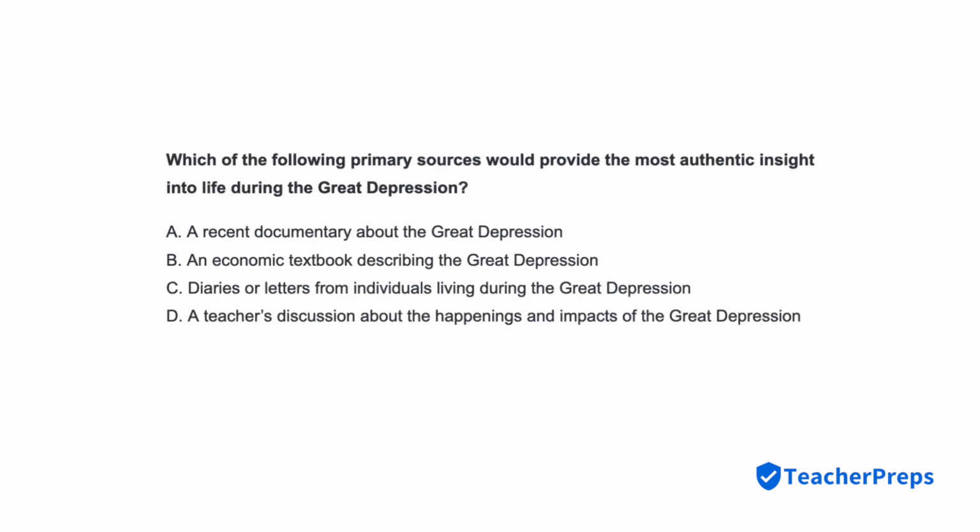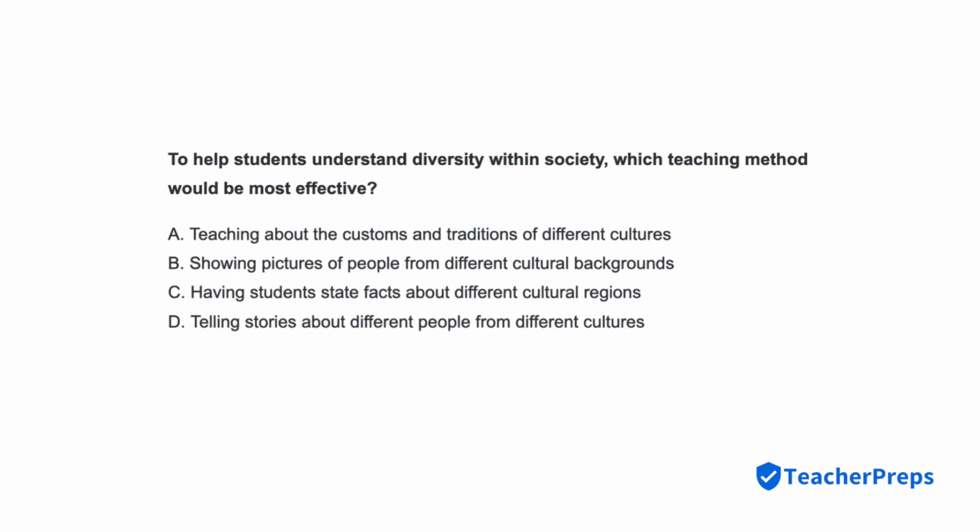Which of the following primary sources would provide the most authentic insight into life during the Great Depression? Correct response is letter C. Diaries or letters from individuals living during the Great Depression. To help students understand diversity within society, which teaching method would be most effective? Correct response? Letter A. Teaching about the customs and traditions of different cultures.